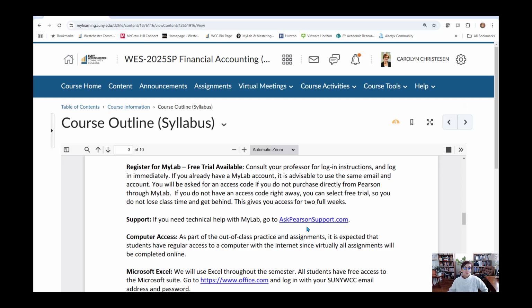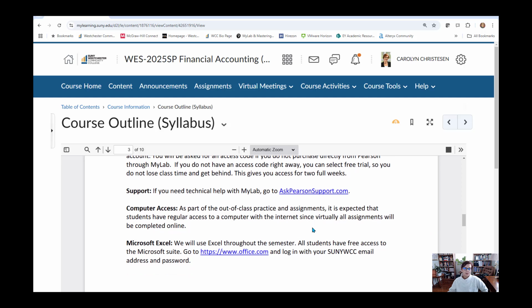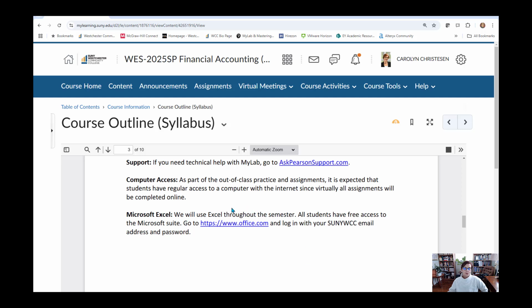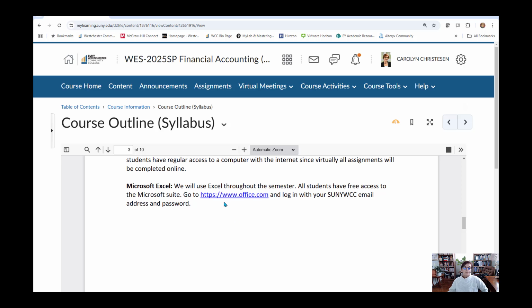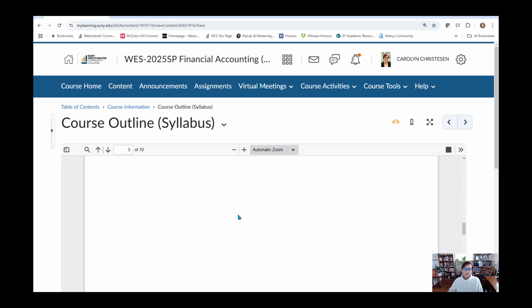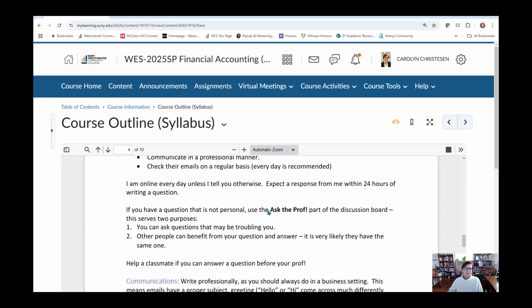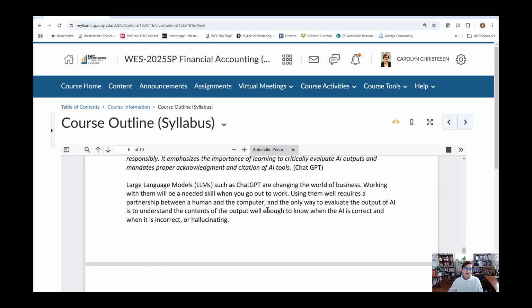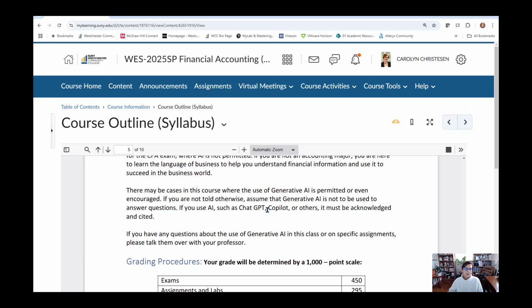Support, very important. If you have problems with Pearson, I cannot help you with that. Pearson support is the one to help you with any kind of technical issues with Pearson. Okay. Of course, you need a computer all the time. You are also going to be using Excel. You cannot use any other spreadsheet programs other than Excel to do the homework assignments. So all students do have free access to Microsoft 365, so make sure that you use that for any of your homework assignments. Okay, I'll let you just take a look at that. Please read all of that.